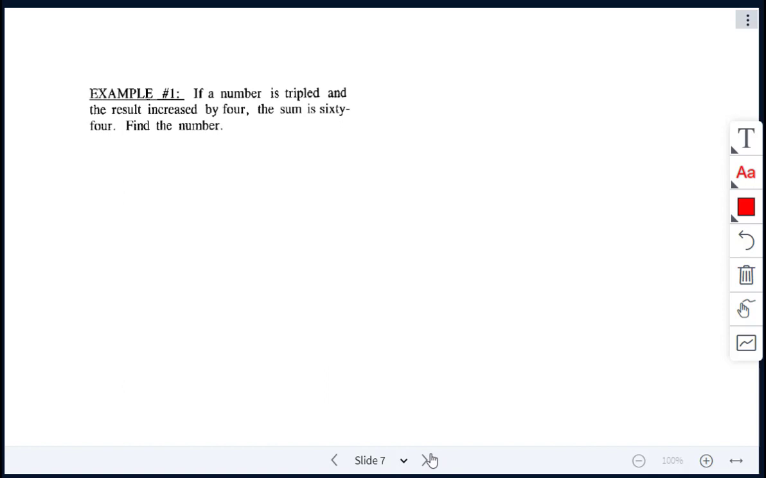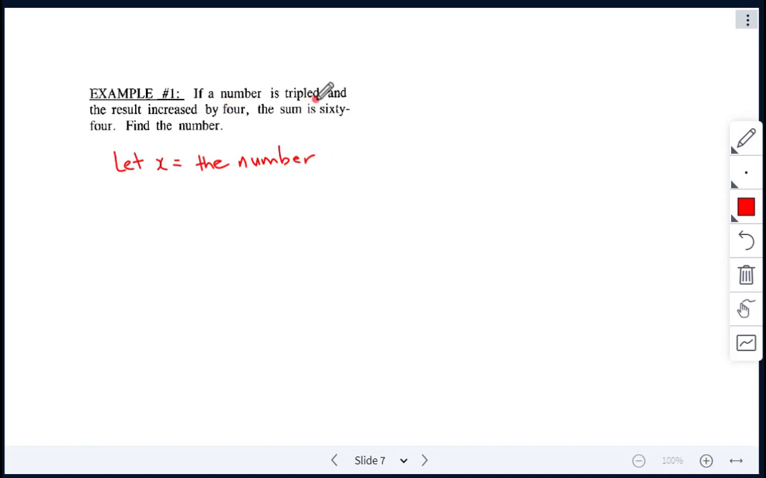So let's take a look at our first example. If a number is tripled and the result increased by 4, the sum is 64, find the number. So the first thing we will do is set our variable. We'll say let x equal the number. That's what we're trying to solve for. Find the number.